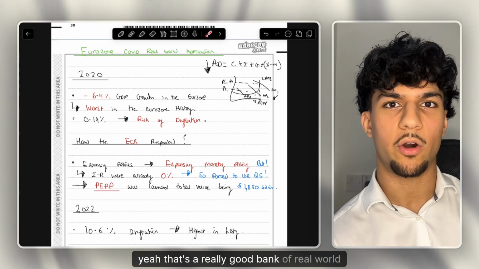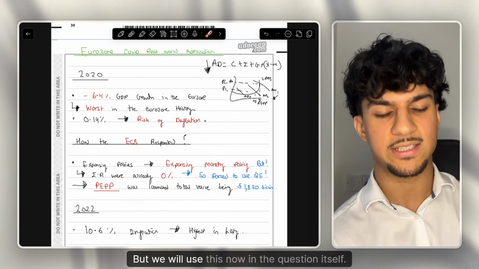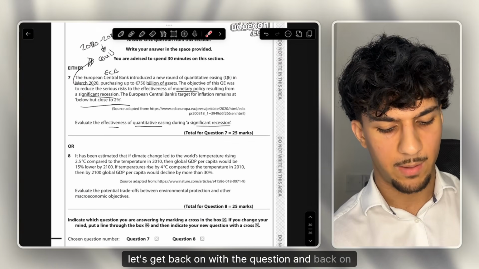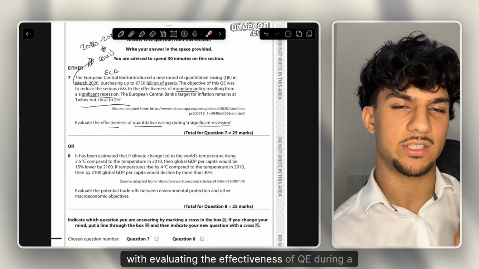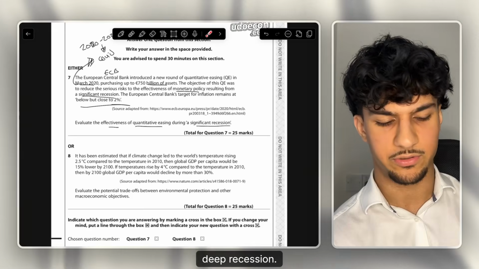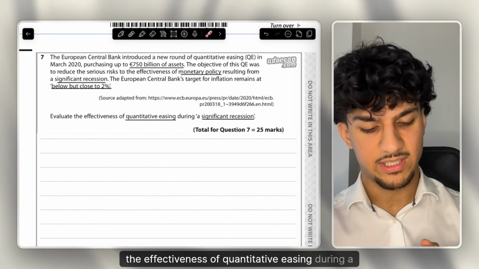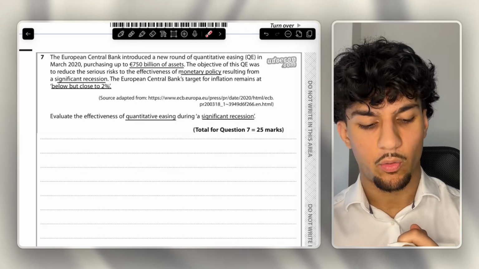But yeah, that's a really good bank of real world application, and we will use this now in the question itself. Now, let's get back on with the question and back on with evaluating the effectiveness of QE during a deep recession. Let's actually address this question now. Evaluate the effectiveness of quantitative easing during a significant recession.